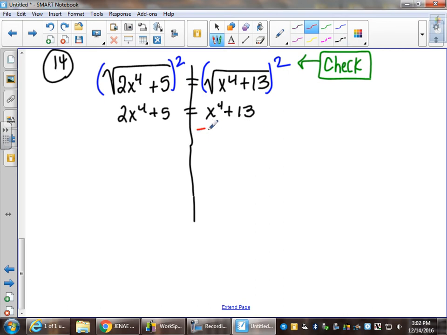I will subtract x to the fourth. Okay, this becomes x to the fourth plus 5 equals 13. Subtract 13 from both sides.